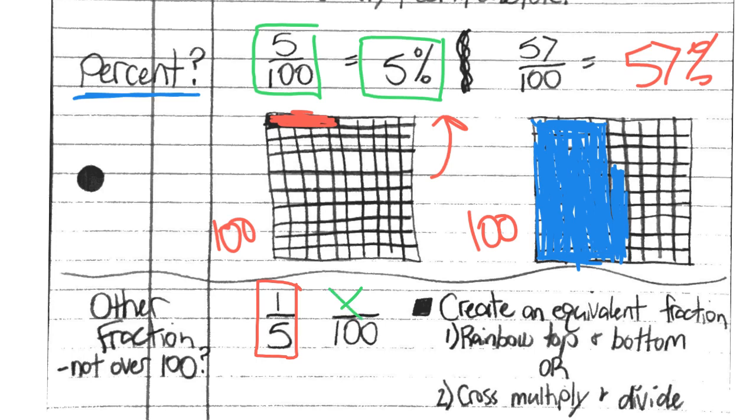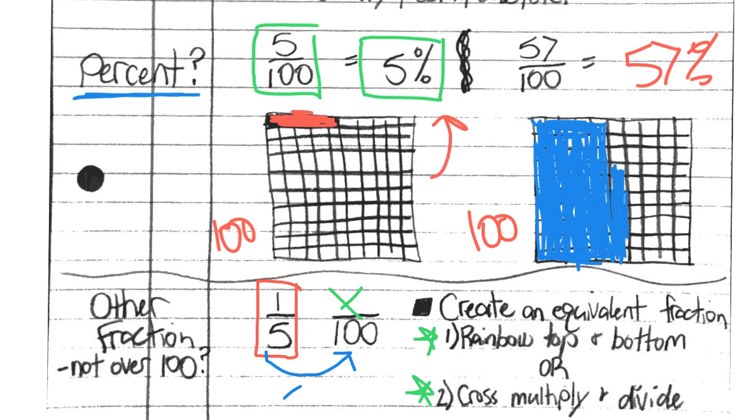We have two options. Option number one is your rainbow, where what you do to the bottom, you do to the top. And option number two, if the rainbow doesn't work, is you can cross multiply and divide. So we know how to find this x, this missing piece, because we already practiced that with ratios. So when I go from 5 to 100, 5 times what is 100? Well, 100 divided by 5 is 20.